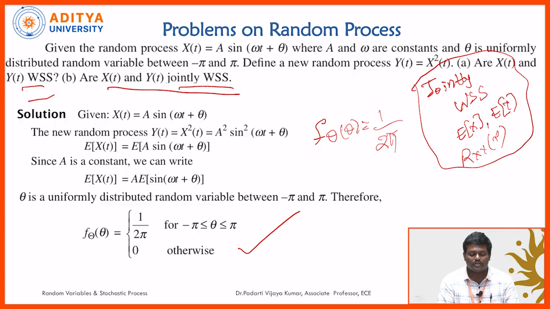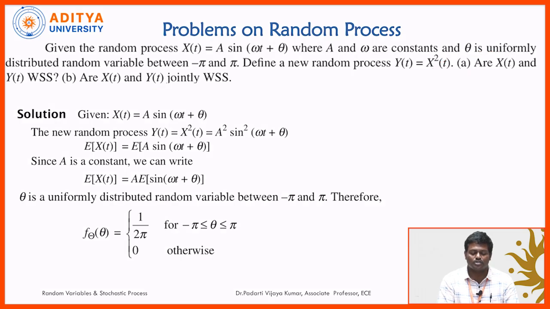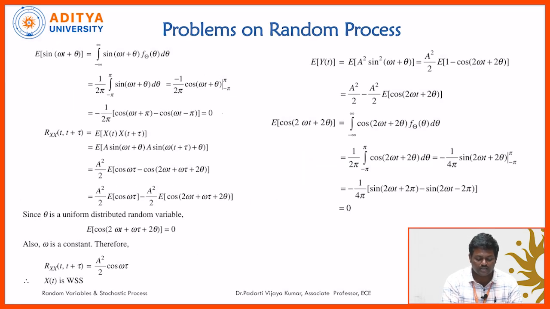Now, we need to compute the expectation of x(t). So, x(t) is A sin(omega t + theta). The expectation of A is a constant, so I am bringing it outside. Expectation of sin(omega t + theta), if you compute, what we will get: cos of pi minus cos of minus pi. Cos pi is -1, cos of minus pi is again -1, so -1 + 1 we will get 0. Expectation of x(t) is 0.